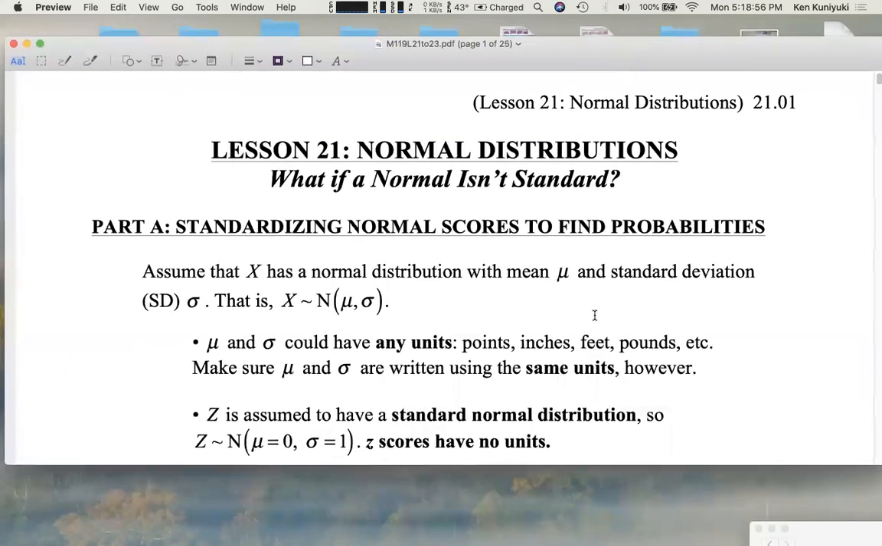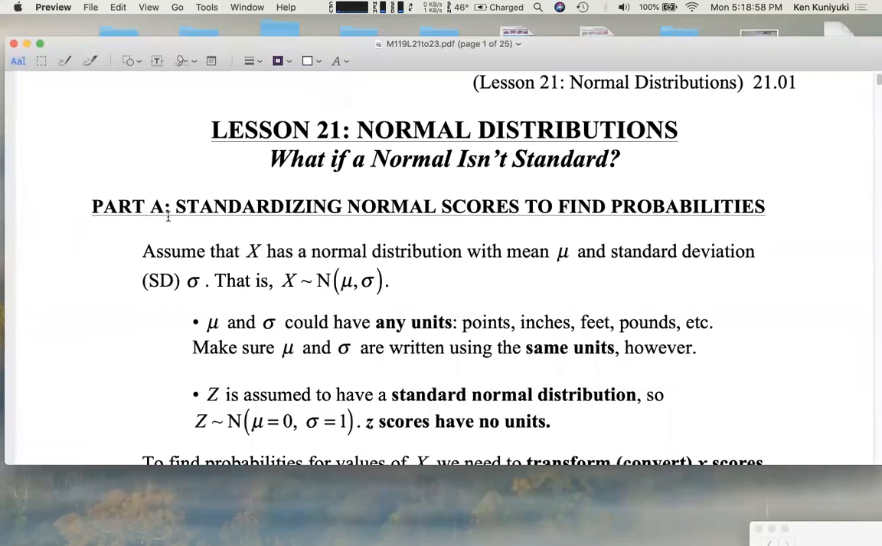We've done this before. Part A, standardizing normal scores. That means finding z-scores to find probabilities. Assume that X has a normal distribution with mean mu and standard deviation sigma. Here's the shorthand. X has as its distribution a normal distribution with mean mu and standard dev sigma.